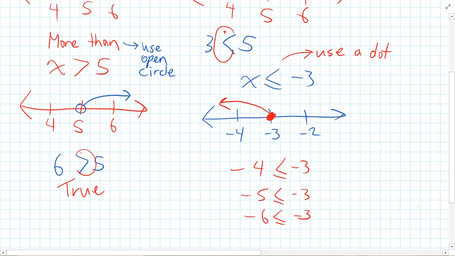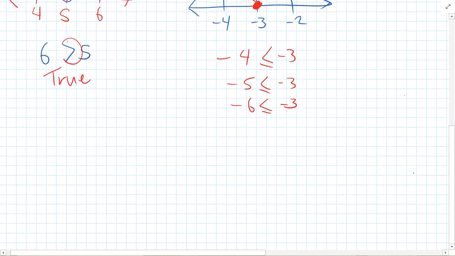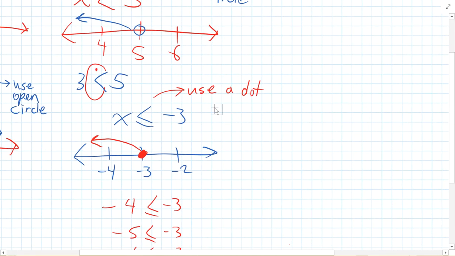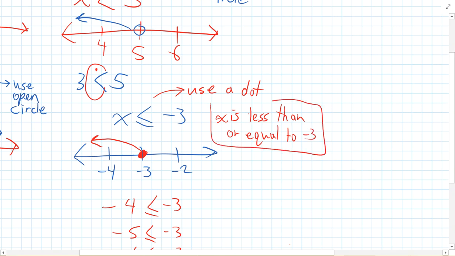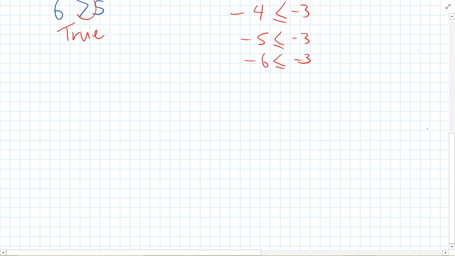Okay, what's the other one, the less than? Okay, so this one here, we would say x is less than or equal to -3. Okay, so we do have to be able to say these. It's really important to help our understanding. And again, this is the start of something bigger.